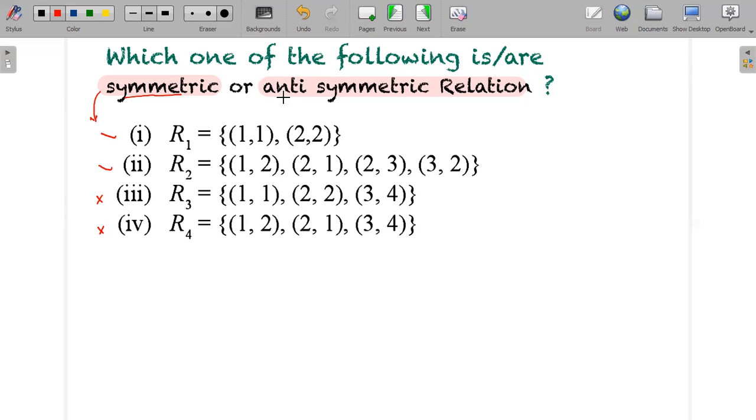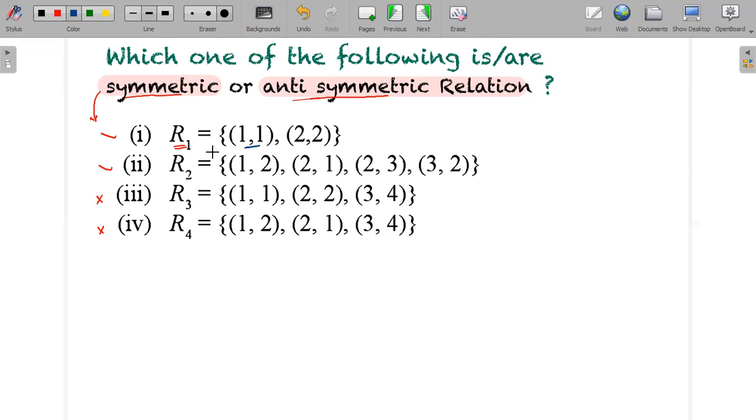But right here we are dealing with anti-symmetric relation. So let's check whether R1 is anti-symmetric or not. The moment I see (1, 1) there, I'll check whether another element (b, a) is there. Remember, if (a, b) is there, I'll be checking if (b, a) is there or not. But (1, 1) is there, and obviously if I swap the positions, it is still (1, 1). So yes, the counter element of (1, 1) is itself.